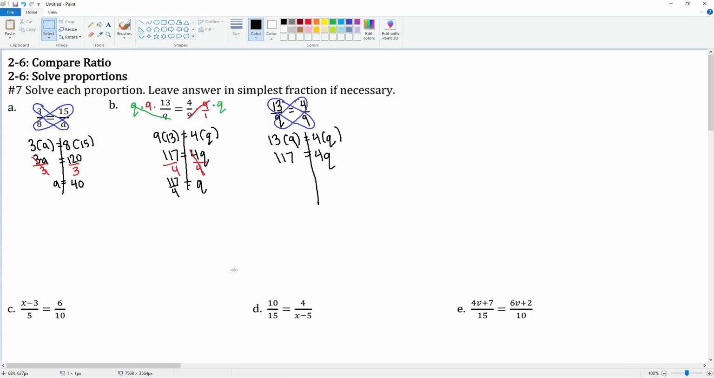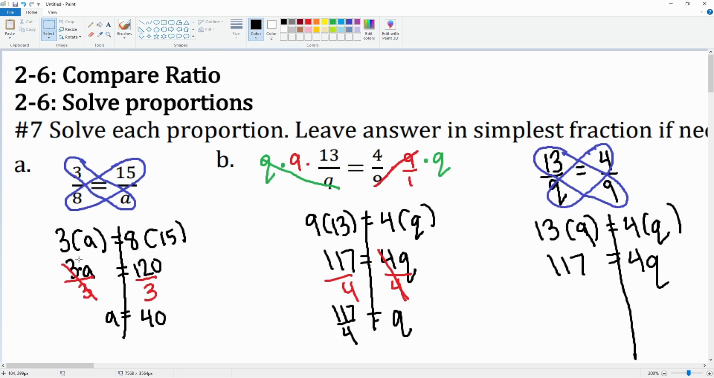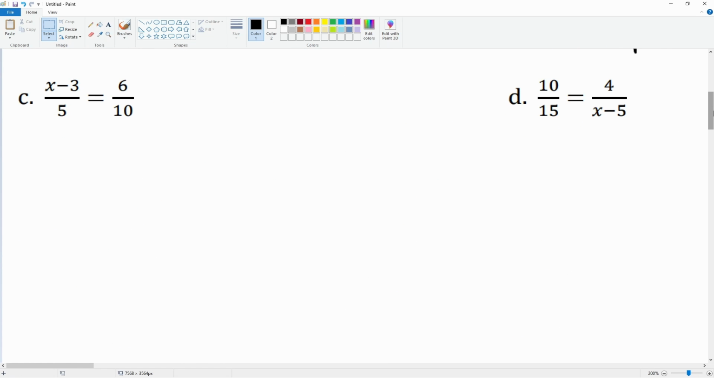Here we have number 7, the second part, which is going to be questions C, D, and E. I'm going to do this the butterfly method as it still works here. So the first wing, these two are going to be multiplied together. So I write the 10. Notice this is x minus 3, so let's put that in parentheses. x minus 3, equal sign.